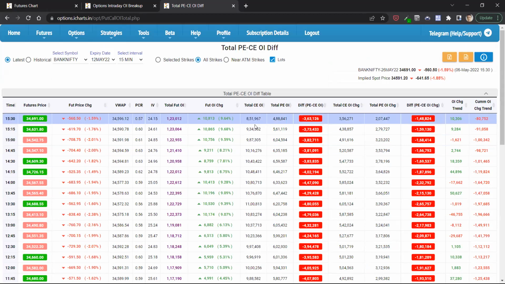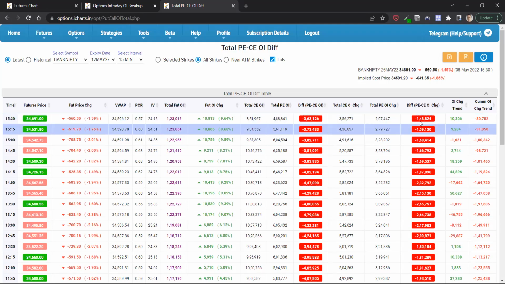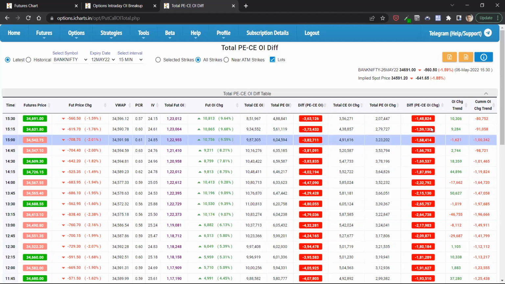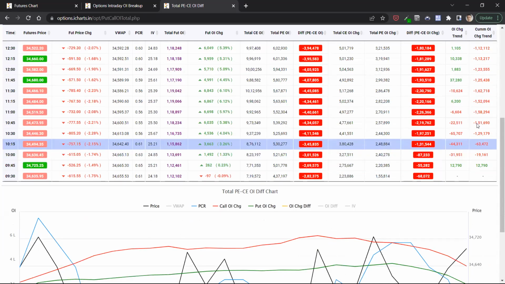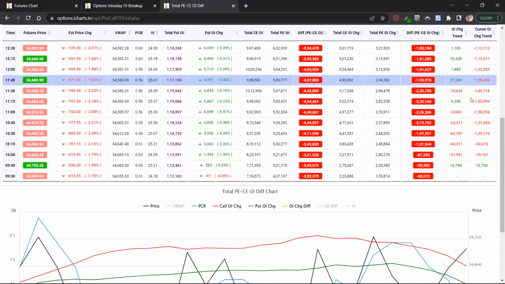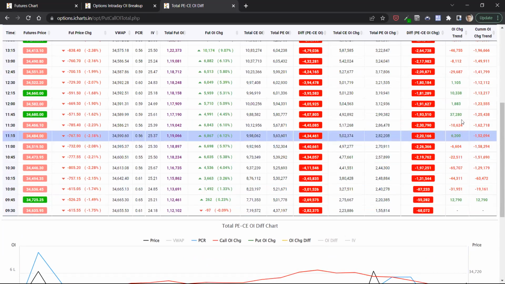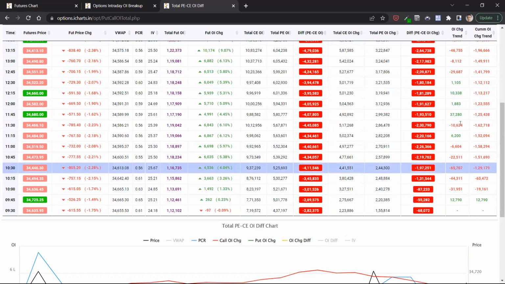Total call OI, total put OI, then the difference of this and this, that is put minus call OI. That is the difference here. Then the OI changes, the same call OI change and put OI change, and put OI change minus call OI change is this difference. Now this particular column is the difference between this and this. It just tells you how this itself is changing. And this particular column is just a running total of this. It just tells you over time how this OI change trend itself is changing.